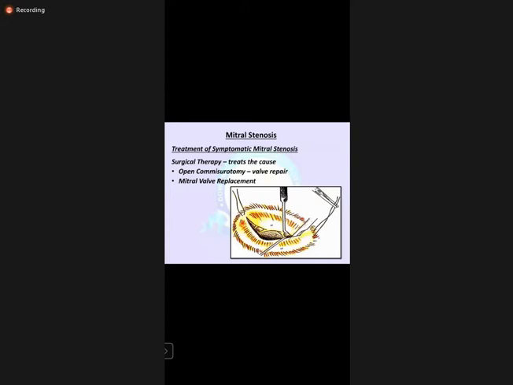So surgical treatment of mitral stenosis includes valve repair or replacement. Initially, we try to repair a valve with open commissurotomy, in which we cut the fused commissure of the mitral valve leaflet, which is the commissure between the anterior mitral leaflet and posterior mitral leaflet. If the repair is not possible, then we proceed with mitral valve replacement, either with a bioprosthetic valve, that is a tissue valve, or with a mechanical or metallic valve.